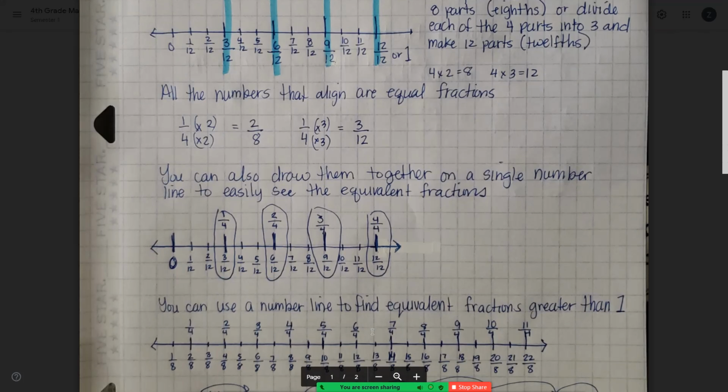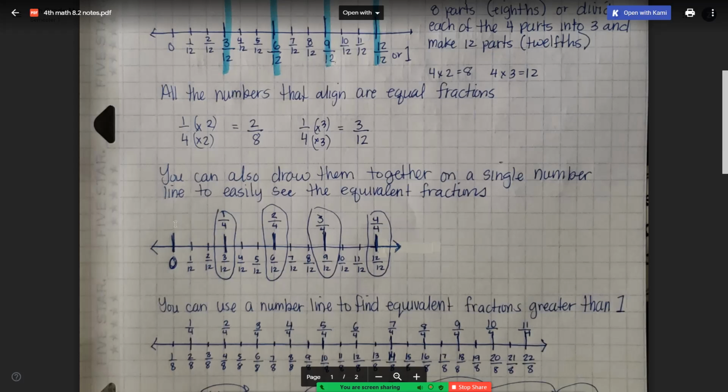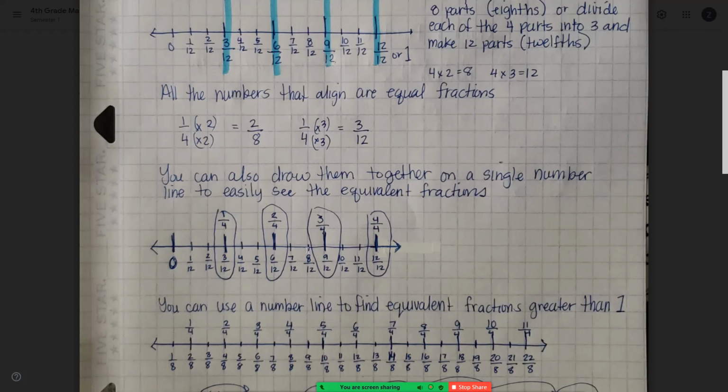You can also draw them on a number line together to make it easy for you to see where they line up. So over here, you can see I made the bigger, darker lines my fourths. And then I made my smaller lines. I split each one into 3 sections here, 1, 2, 3, to make my 12ths. And here I could see right away which numbers fall on the same line.